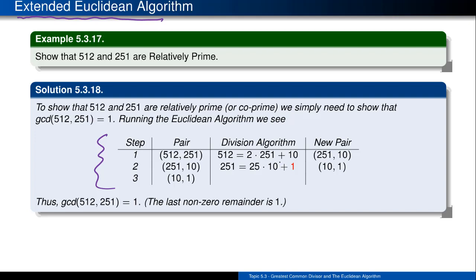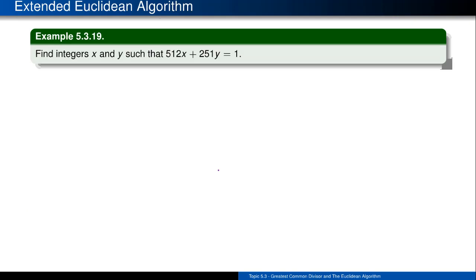What this is going to be useful for is answering this question. If I know that two numbers are relatively prime, I'm going to be able to find two integers, in this case x and y, that solve the equation 512 times x plus 251 times y equals 1. We're going to chat about what makes this equation really useful. It's going to play into trying to solve congruences and looking at inverses and things like that. So for now, you're just going to have to believe me that having this equation is really useful.